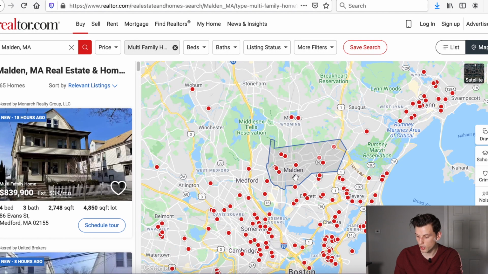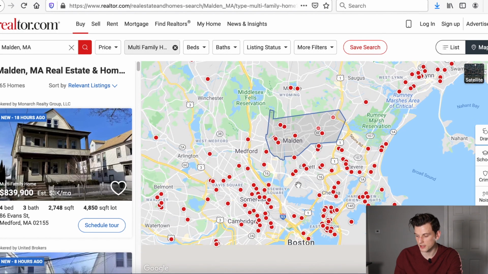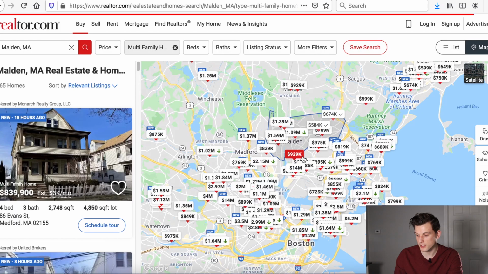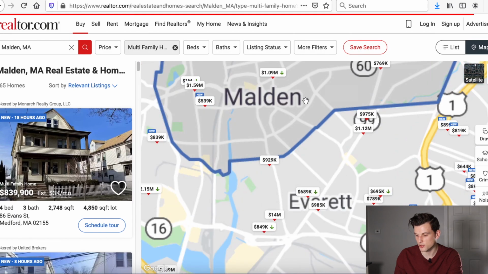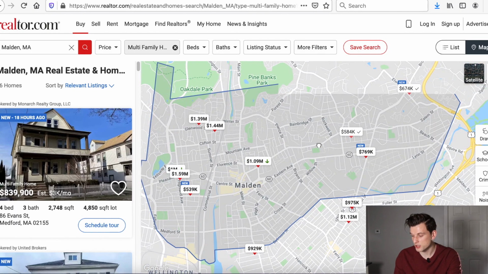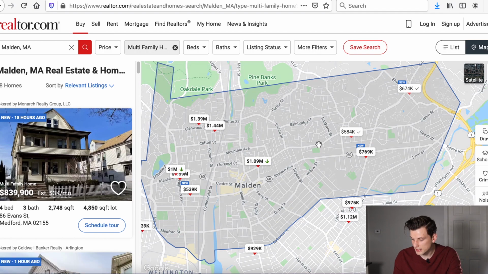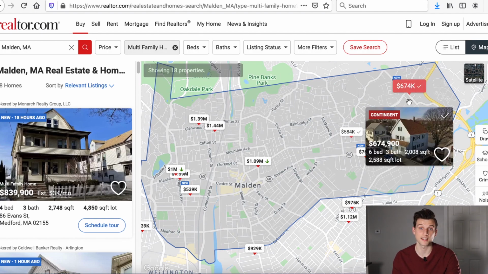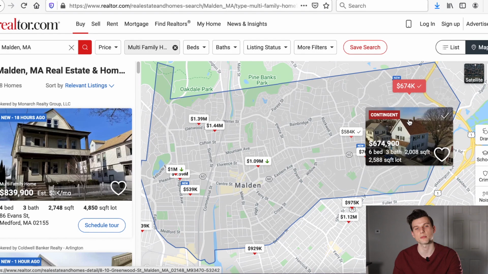So when looking at Malden, you can see it is just north of the city, and Boston prices are fairly expensive. As we're zooming in here, you can tell that. So I'm just going to go around and let's look at this 584K. Actually, you know what? Let's go 674K, see how this one looks. And yes, it is contingent, but that doesn't totally matter. We can just go and look at the numbers. This is for educational purposes only.